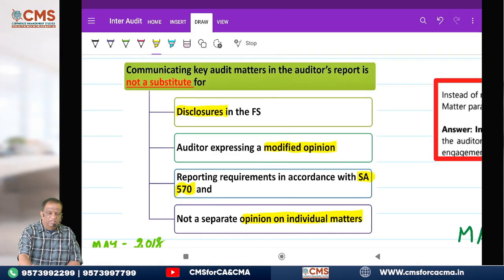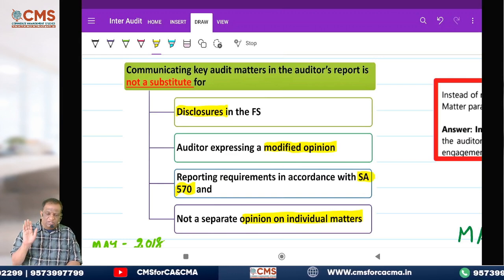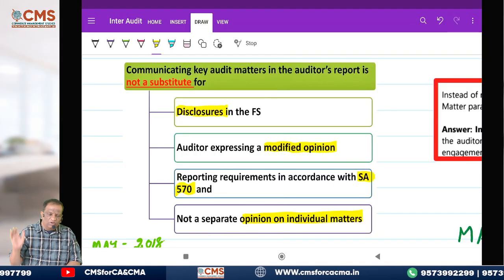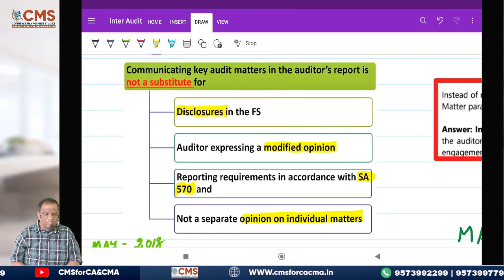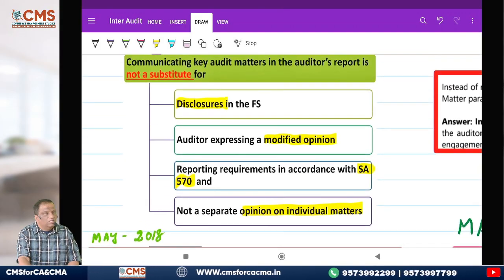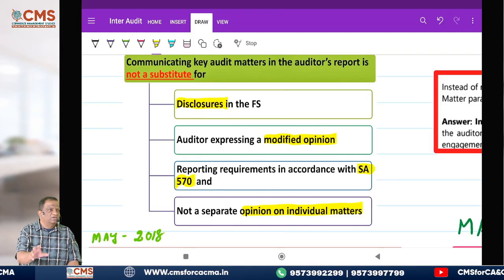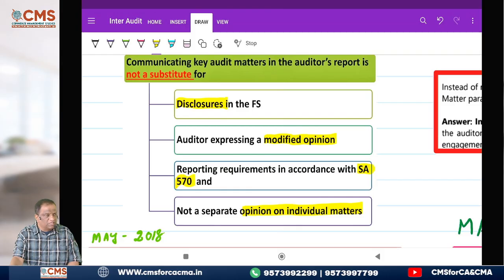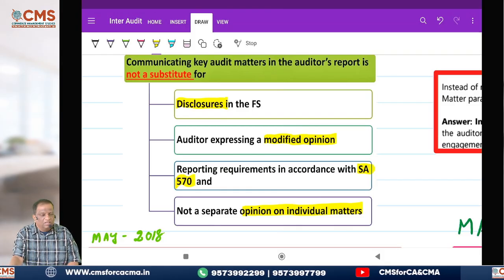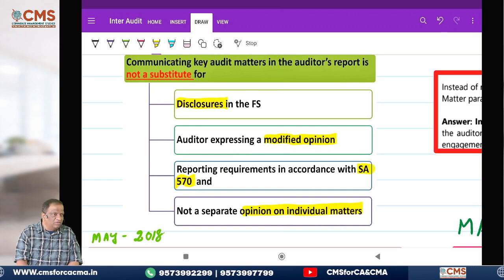What are the ones? The disclosures in the financials. Whatever you have to disclose in the financials, you must continue to disclose in the financials, even if you are disclosing in the KAM, but still go ahead and disclose in the financials. It's not a substitute. And second one, auditor expressing a modified opinion. So wherever the auditor had to express a modified opinion, that we discussed, adverse, disclaimer and qualified, you have to express it. And just because you talked about your struggle here, that is the KAM, it will not be sufficient to bypass it. So wherever you have to modify, modify. Whatever you have to disclose, disclose.